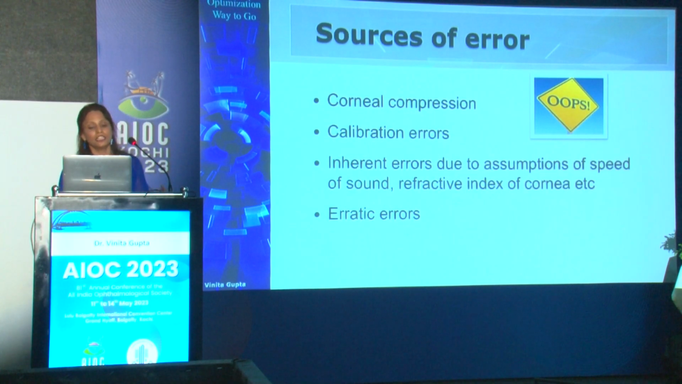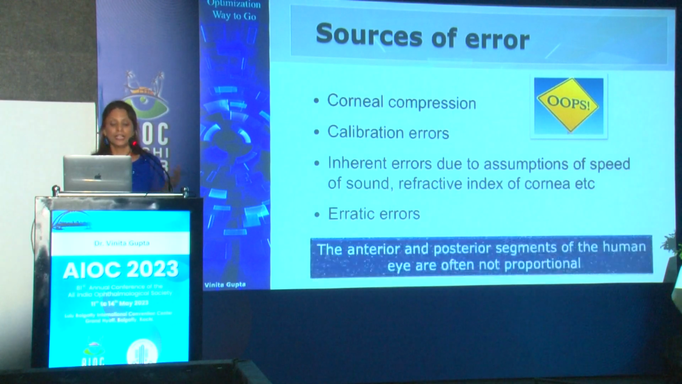There are certain inherent errors due to the assumption of the speed of sound, the refractive index of the cornea, and other things. This is because the anterior and posterior segments of the eye are not proportional. So don't presume that the speed of sound, when I am doing ultrasonic measurements, is going to be the same throughout, as in, okay, this much is the anterior segment and this is the posterior segment. This is not the same case for every eye.